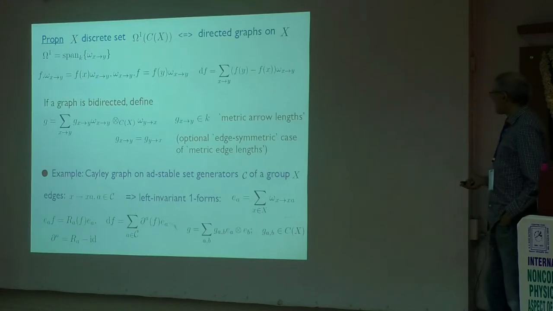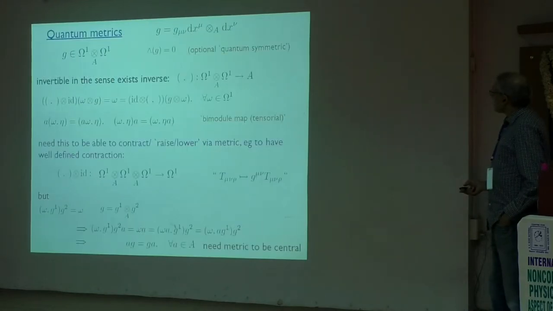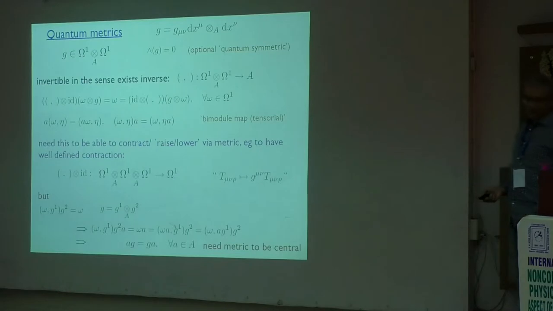Now, what are the axioms? So I'm going to just give you a very lightning introduction to noncommutative geometry in this explicit approach. We call it the bimodule approach, but it comes out of experience with quantum groups. This is not part of Alain Connes' approach, but I think it's more accessible to physicists.